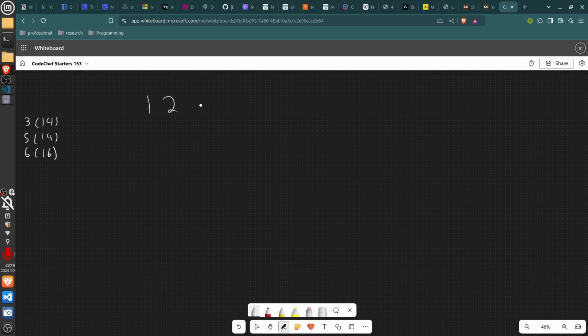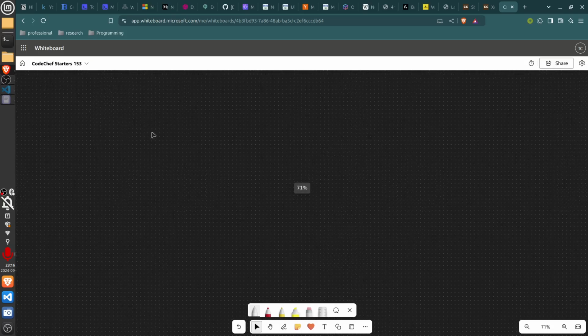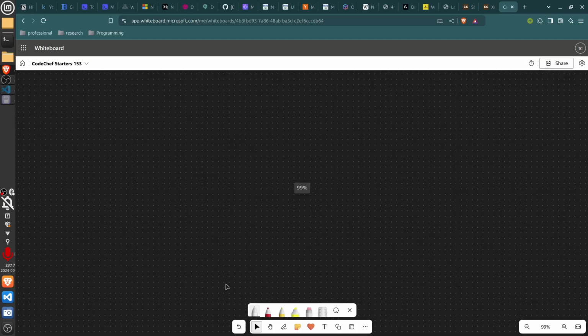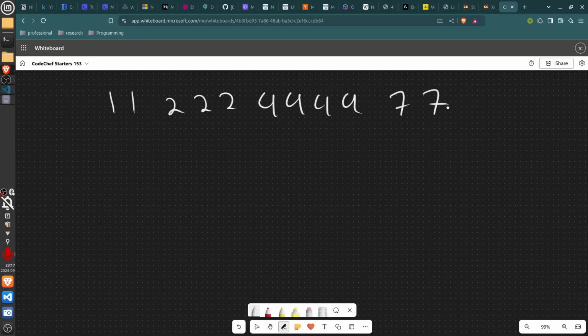Let's use this example still. There's one more scenario you have to consider for this one: 1 1 2 2 2 4 4 4 4 7 7. So the other scenario is how many ways you can form duplicate pairs, right? What I mean is, take the 2s and the 4s. You could take a 2 and a 2 and a 4 and a 4, right?